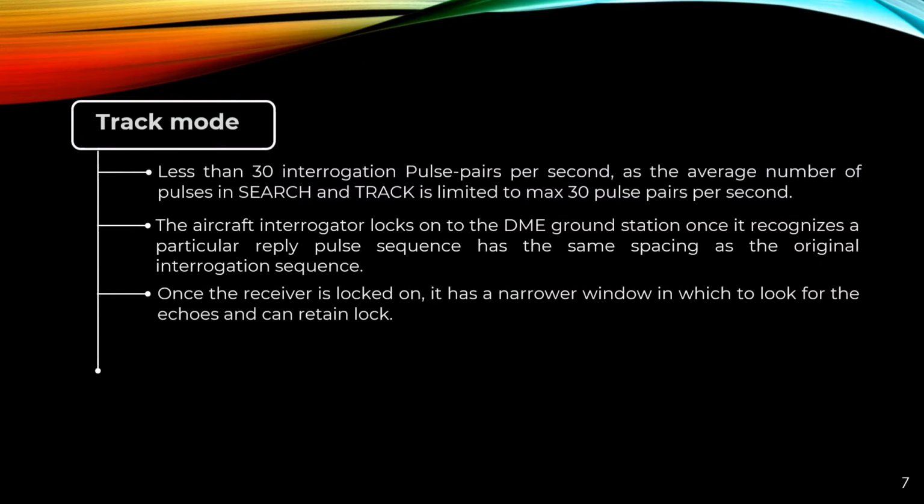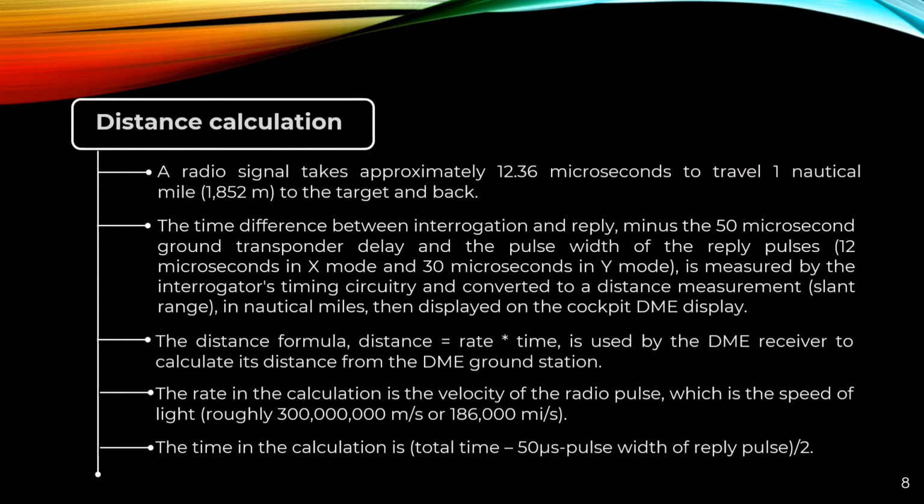Track mode: less than 30 interrogation pulse pairs per second, as the average number of pulses in search and track is limited to a maximum of 30 pulse pairs per second. The aircraft interrogator locks onto the DME ground station once it recognizes that a particular reply pulse sequence has the same spacing as the original interrogation sequence. Once the receiver is locked, it has a narrower window in which to look for the echoes and can retain the lock.